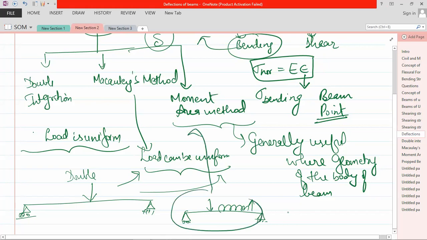But suppose the beam has a cross section that is changing, suppose this is the cross section of the beam. Now what will you do? How will you solve the problem? Then the moment area method will be applicable.